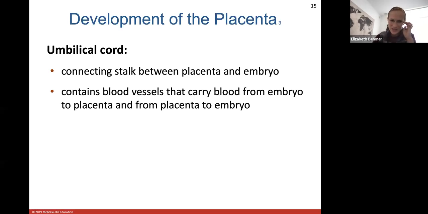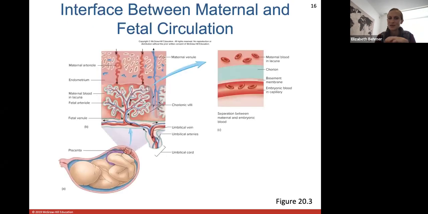The umbilical cord is the connecting stalk between the placenta and the embryo, and it contains all the blood vessels that carry blood from the embryo to the placenta and from the placenta to the embryo. So it's the blood supply to and from the embryo. But again, we have this barrier where the blood from the mom and the baby never mix. Other things can pass through, like nutrients, waste products, and antibodies, but the blood can never mix or pass through.